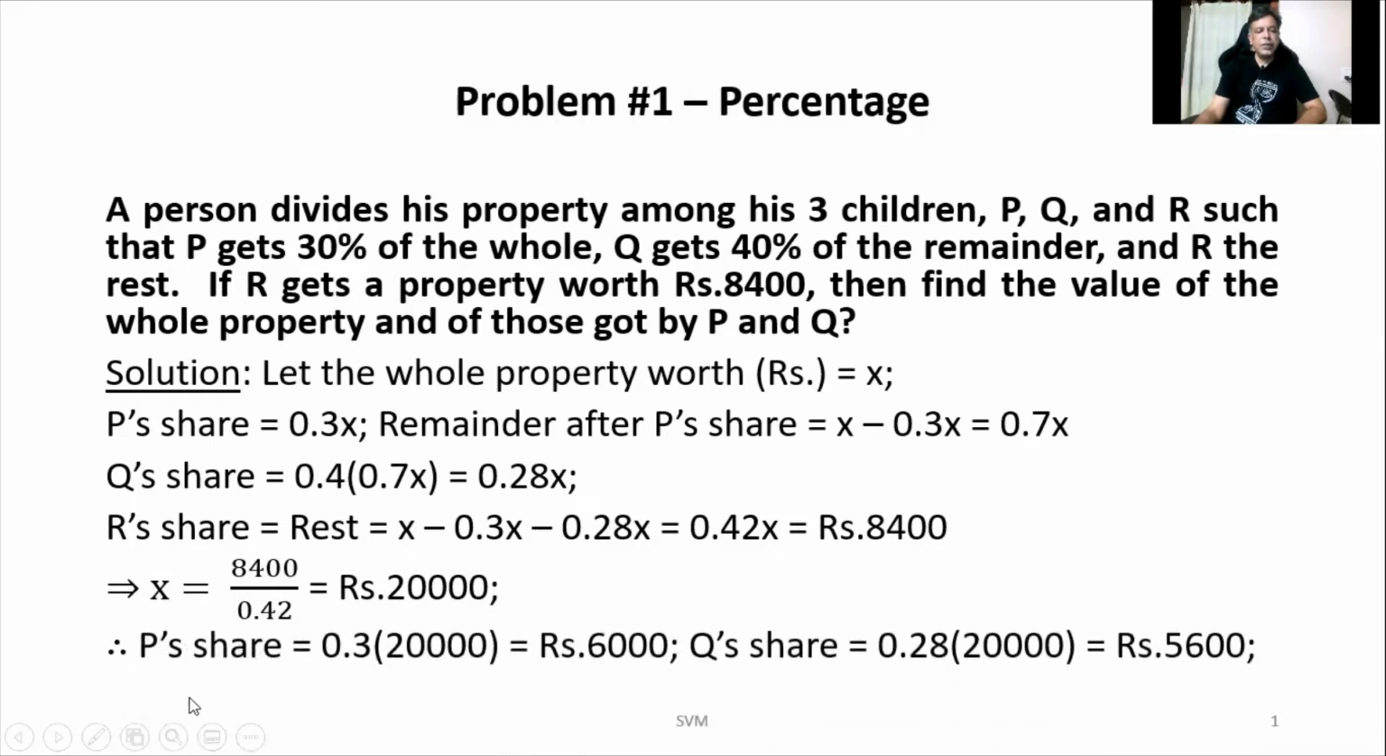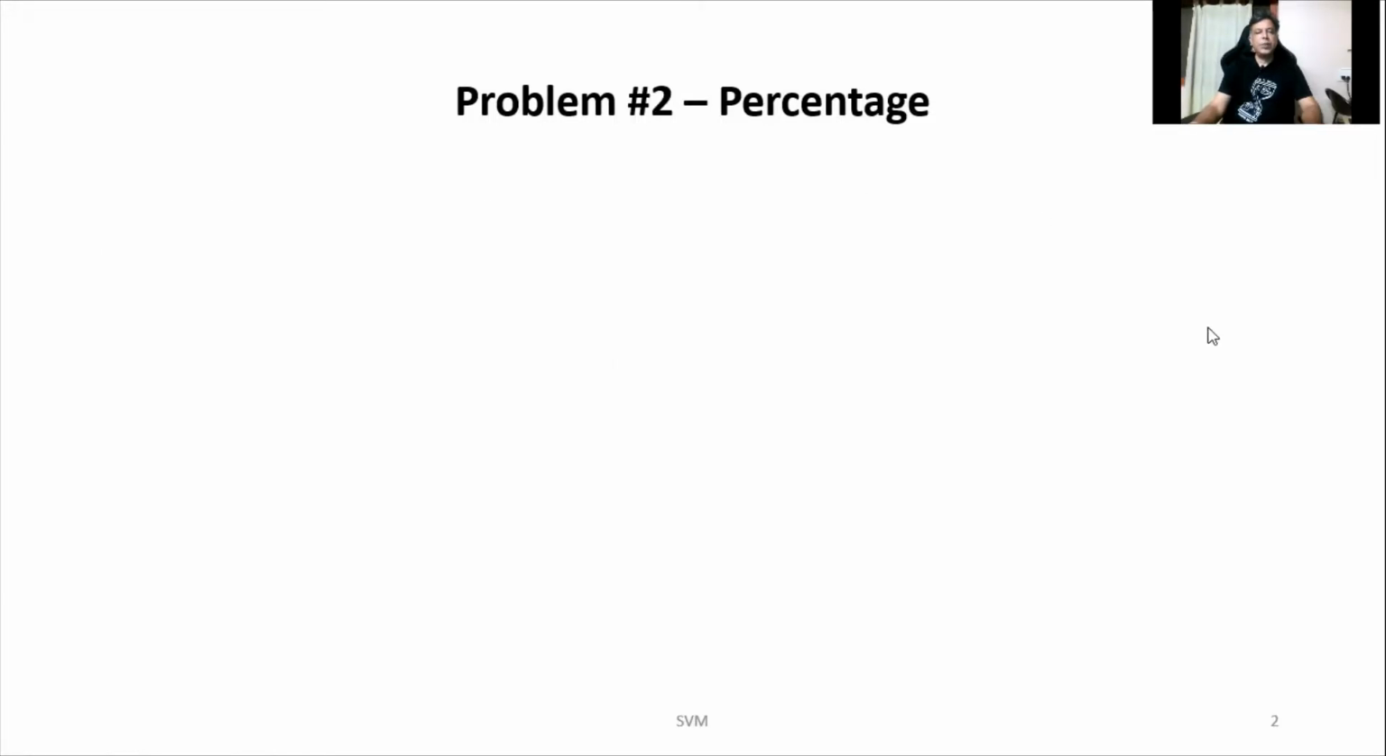That means P's share will be 0.3 times 20,000, which is 6,000. Q's share will be 0.28 times 20,000, which is 5,600. Let us move on to the next question, problem number 2.